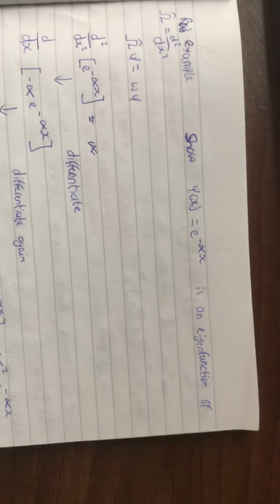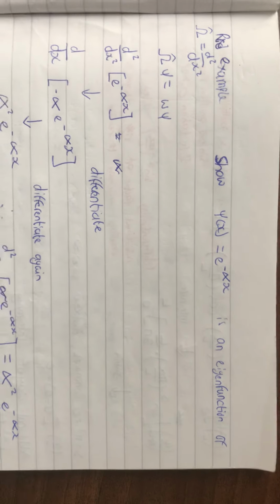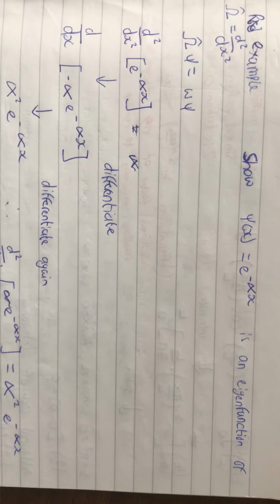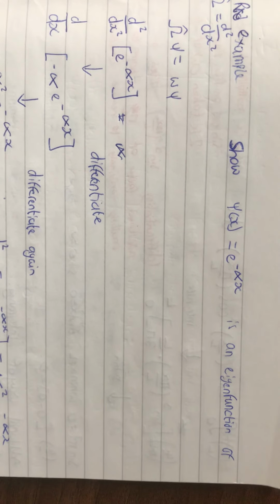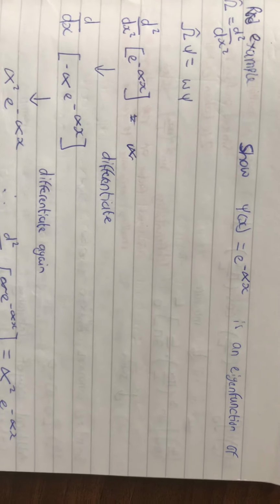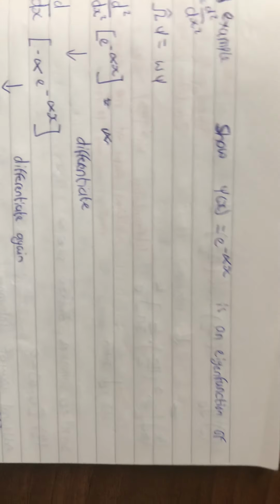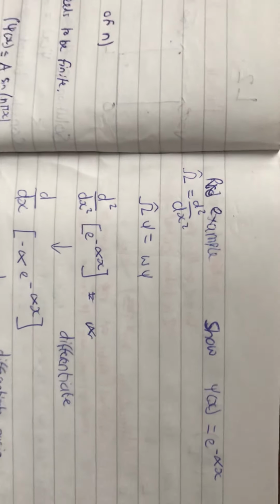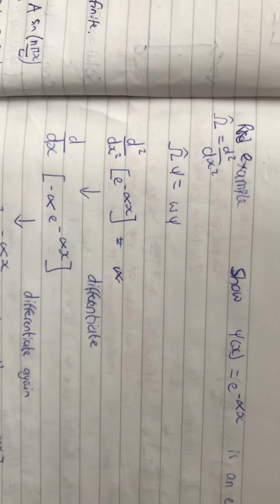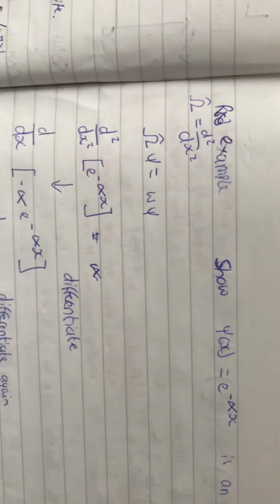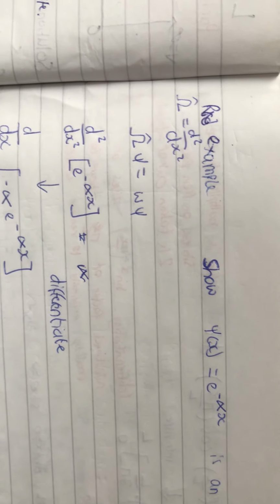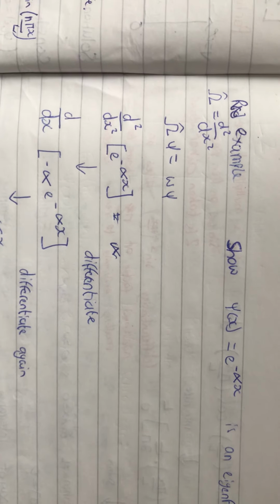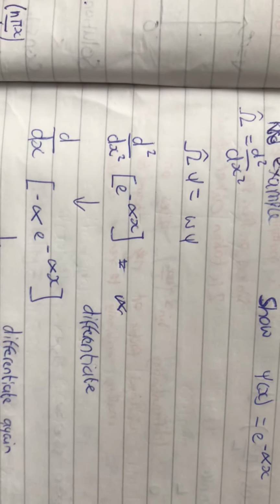So, first example is, show that the following wave function, equal to the exponential of minus alpha x, is an eigenfunction of the operator of the second derivative with respect to x, essentially. So we'll set up the equation. We've got the operator, essentially one of the eigen equations, and we plug in the wave function.